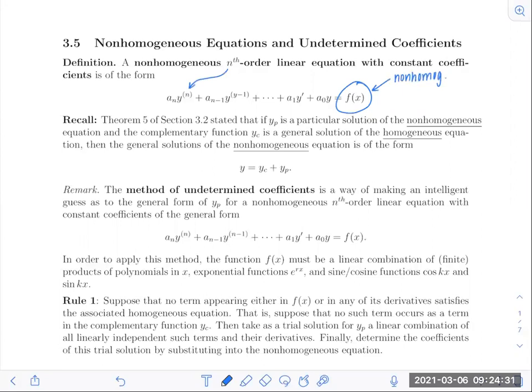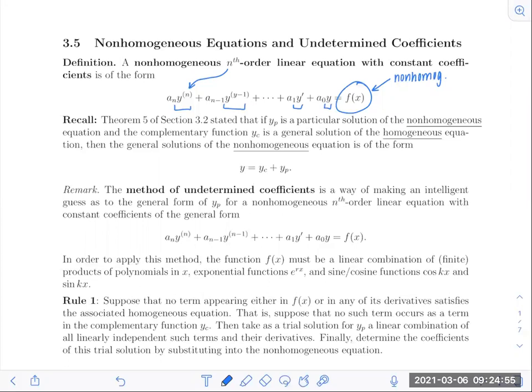The nth order is coming from the fact that we have an nth derivative. And the linear portion is the fact that each of the y terms and its associated derivatives are linear. Again, this means they're not being squared, they're not being square rooted, there's not a natural log of y or a sine of y. It's just y and its derivatives with no additional functions or power functions being applied.